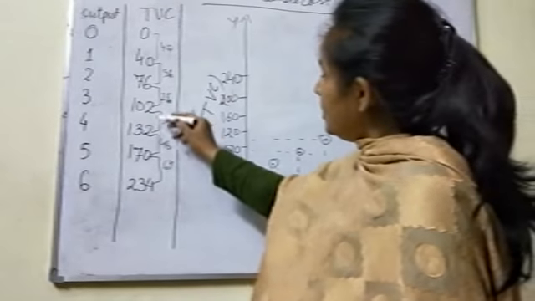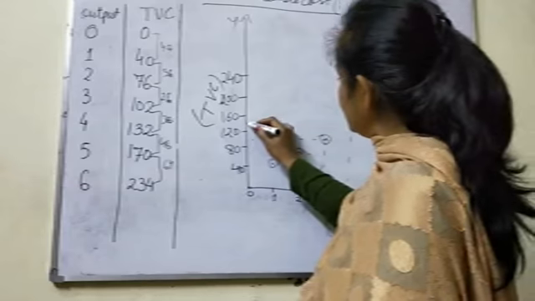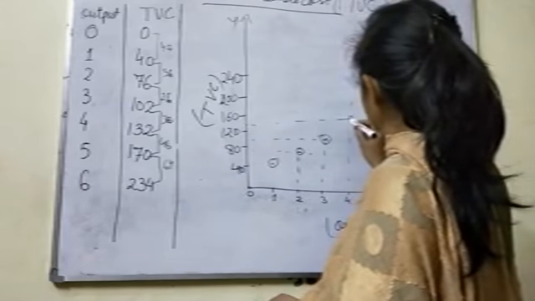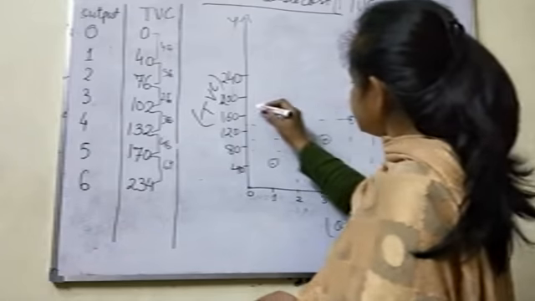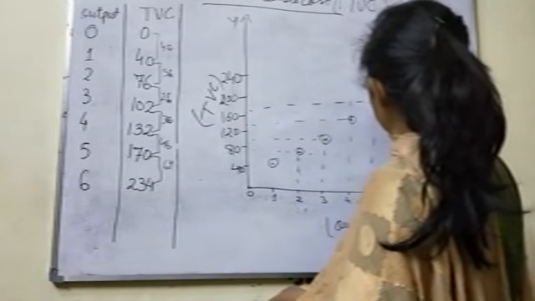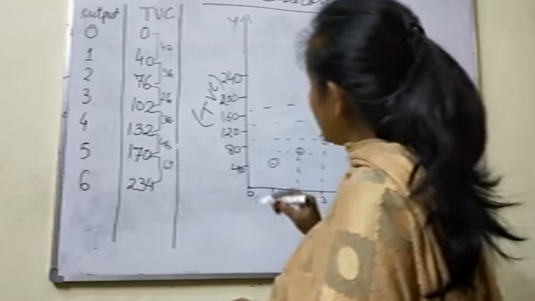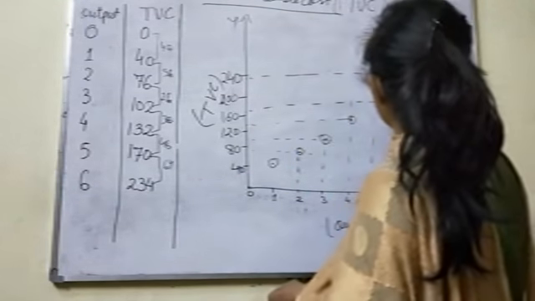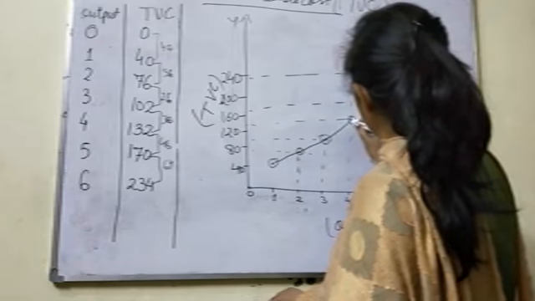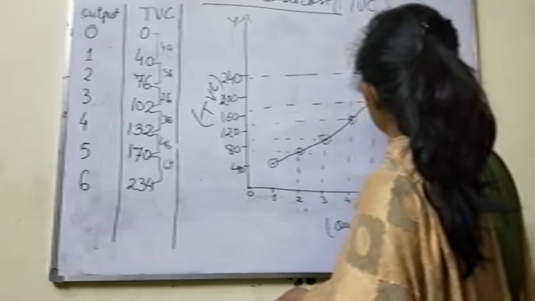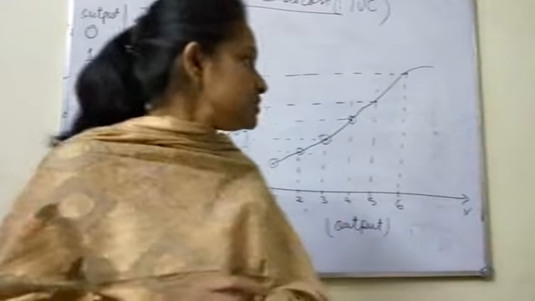Okay, then 132. At fourth unit, it is 132. 132 will be somewhere here. So this, we got this. Is it clear? Then 170. We got this. Then 234 will be somewhere here. This. Okay. So if you see the shape, from here it is taking a turn. Is it clear? This is the shape of your TVC. This is your TVC curve.